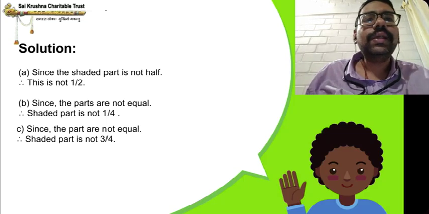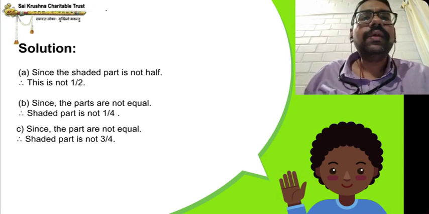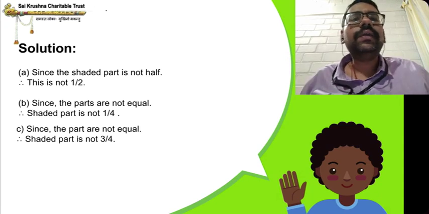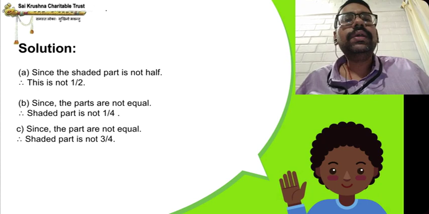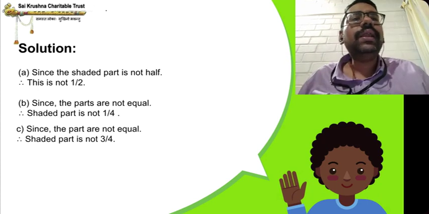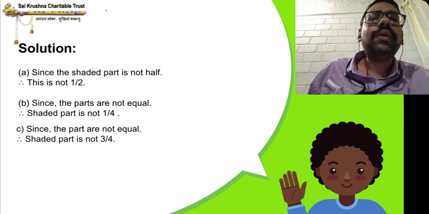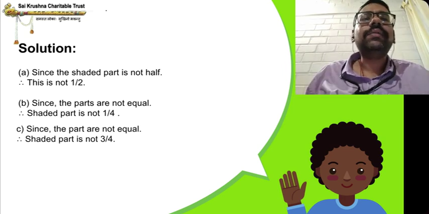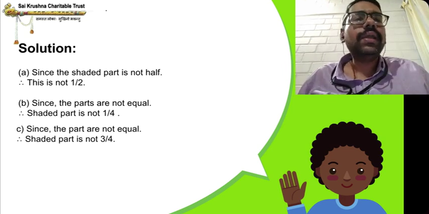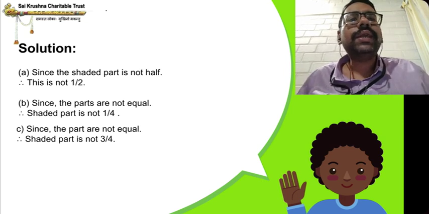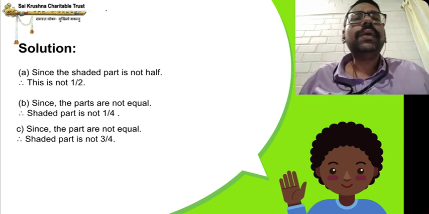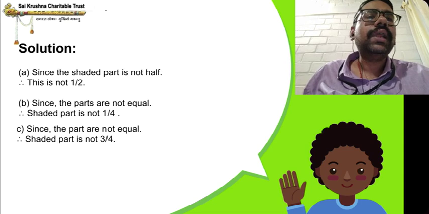Okay. Solutions are given. First one, since the shaded part is not half, this is not 1 by 2. So each part should be equally divided. Then only it is a fraction. Second one, parts are not equal. Shaded part is not 1 by 4. I told you, in a fraction, parts should be equally divided. Third one, parts are not equal. Shaded part is not 3 by 4.